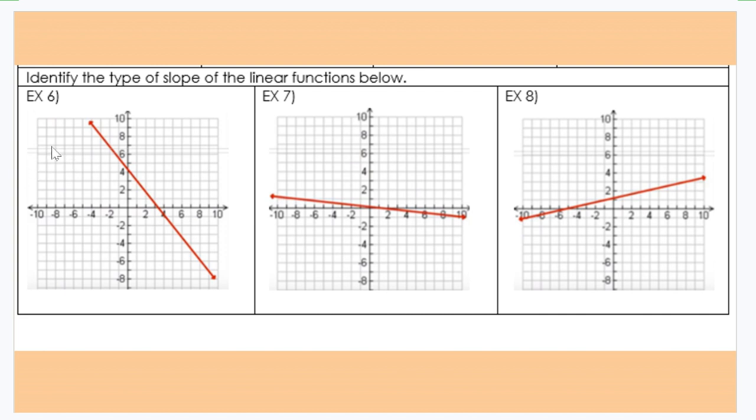Example 6, as we move from left to right across this graph, it is going downhill, so this would be an example of negative slope. Example 7, as we move from left to right across the graph, this is also going downhill. So this is another negative slope example. This one you can see, they're both negative. This one's pretty steep, number 6, but example 7 is not near as steep.